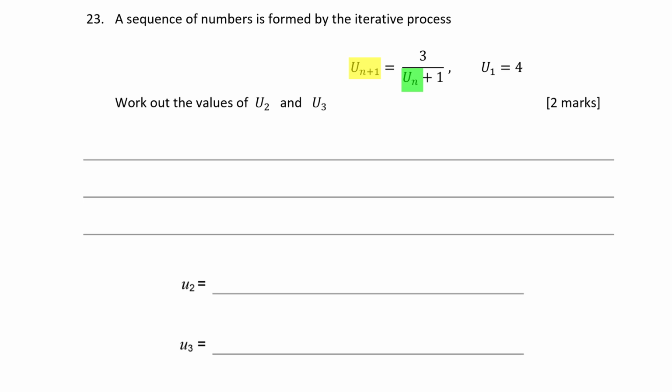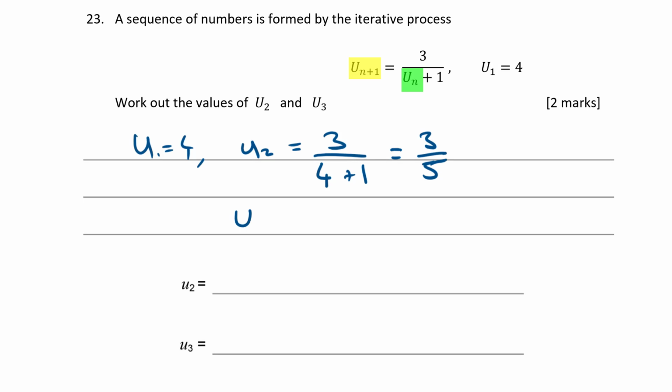So if I've got u1 is equal to 4, then u2, the next value, is going to be 3 divided by u1, 4, plus 1. Okay, so my un here is 4, u1, and my u2 is my u(n+1). So I've got 3 over 4 plus 1, which simplifies down to 3/5.